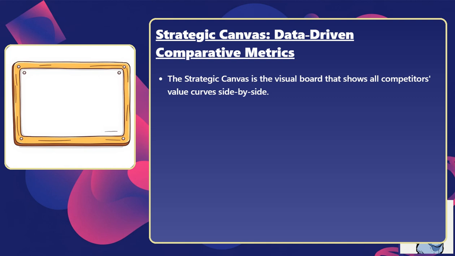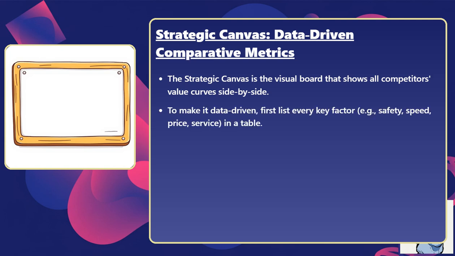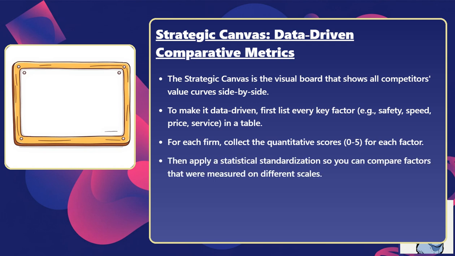The strategic canvas is the visual board that shows all competitors' value curves side by side. To make it data-driven, first list every key factor, for example safety, speed, price, service, in a table. For each firm, collect the quantitative scores 0 to 5 for each factor. Then apply a statistical standardization so you can compare factors that were measured on different scales. The most common method is the z-score. Z_ij = (x_ij − mu_i) / sigma_i.